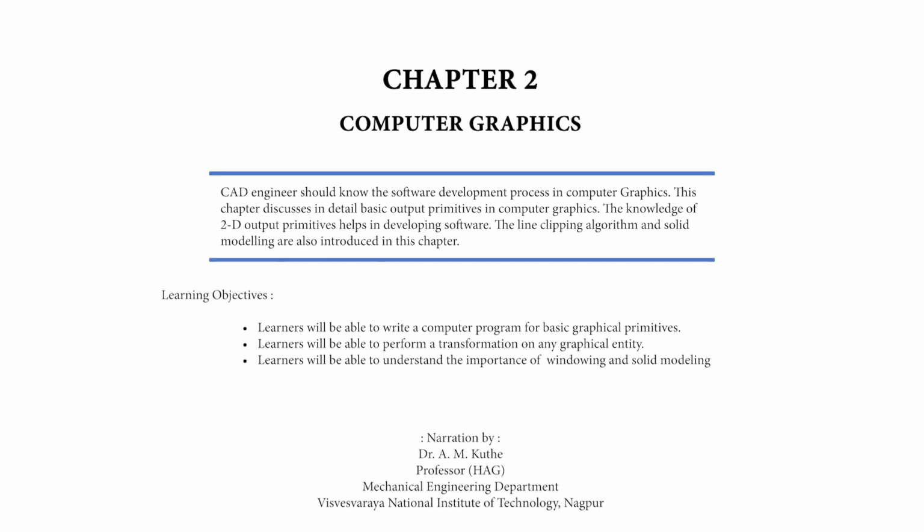Para 2.2 Output Primitives. A CAD engineer uses a computer for two tasks. Number 1, to write a computer program for the design of a mechanical part. Number 2, to edit or draw a drawing of the mechanical part designed in task 1. Out of the above two tasks, the first task can be accomplished if the knowledge of a computer language is known.